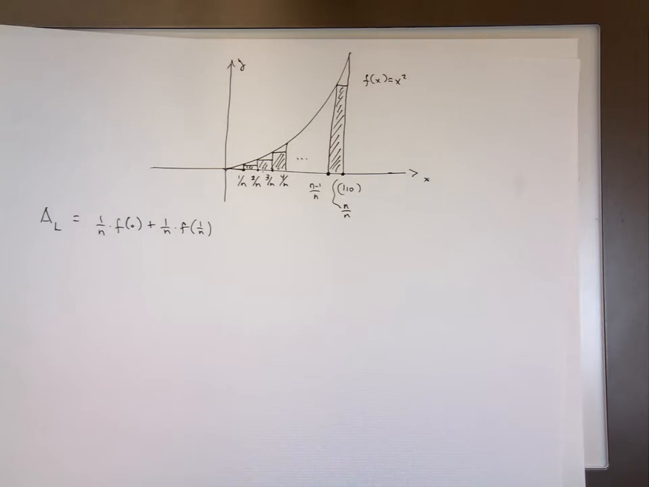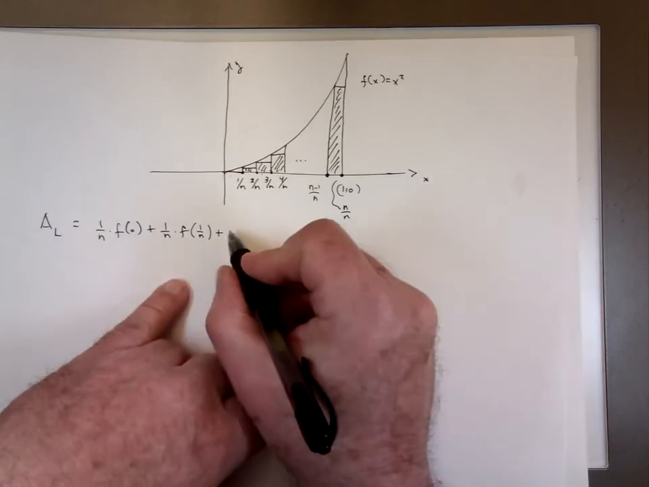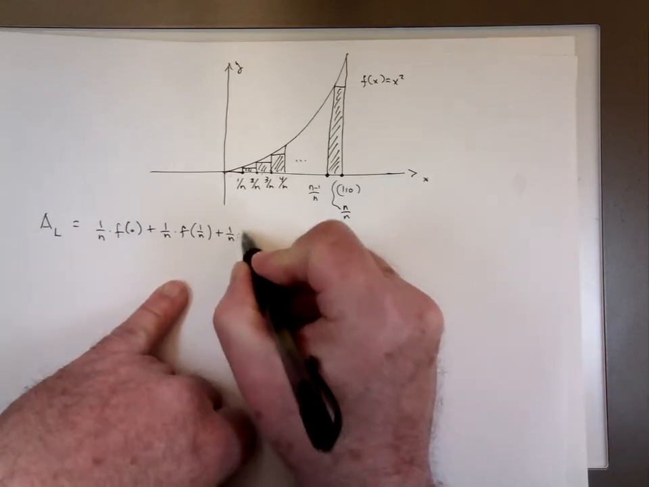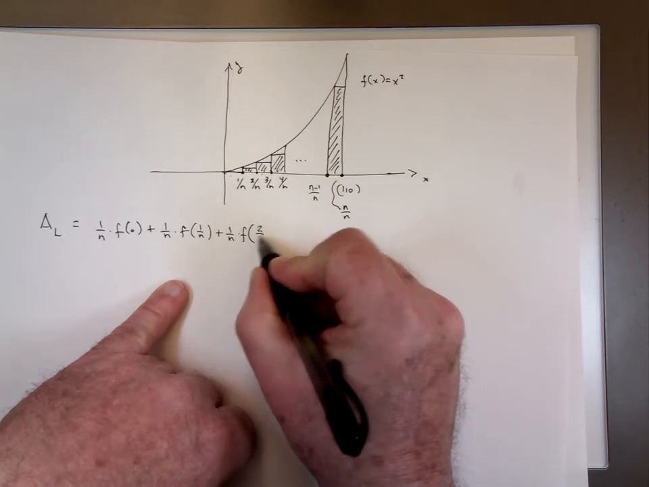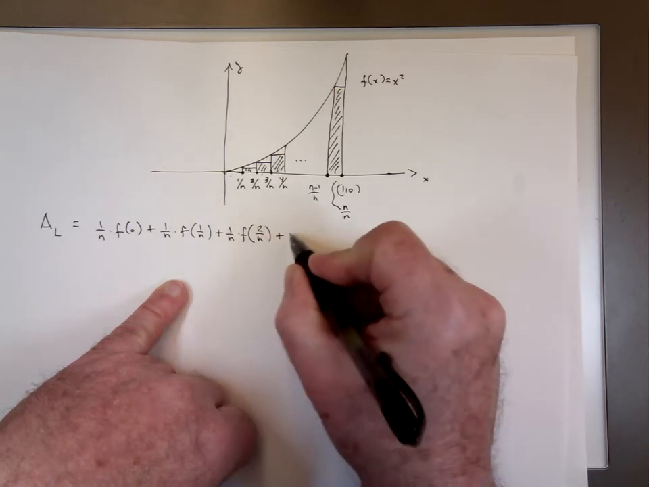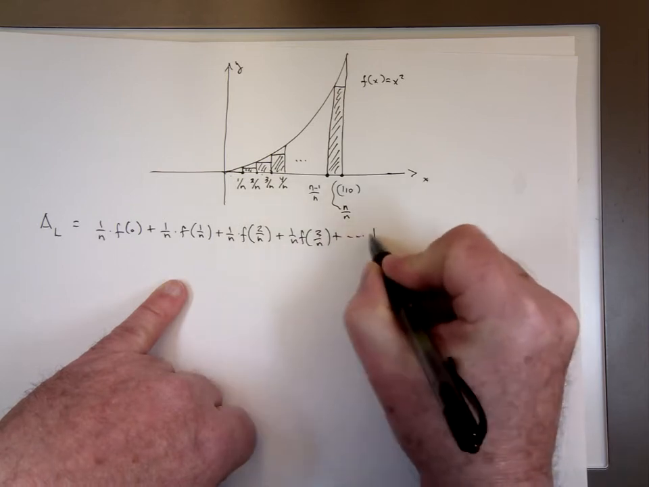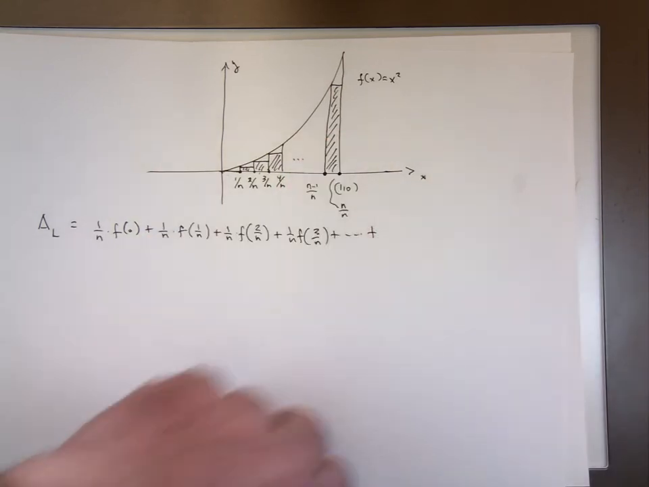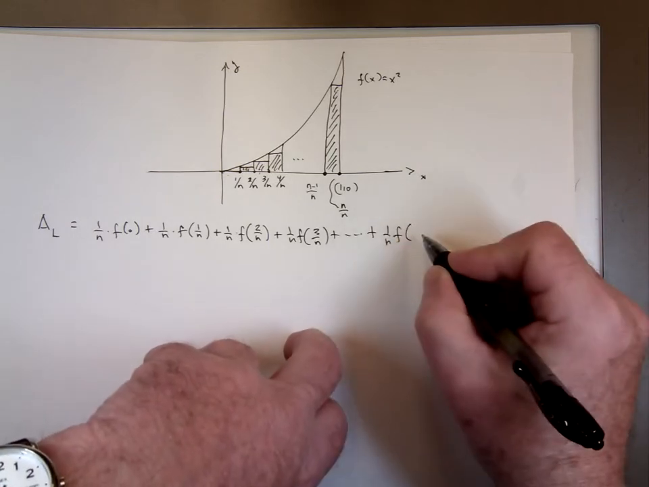Okay, f of 0. Plus, what's the second one? Each width is 1 over n. What's the height of the second one? That's this height right here. f of 1 over n. Okay. All right, next one. 1 over n times f of 2 over n. And one more. 1 over n, f of 3 over n. And what's this last one here? 1 over n times f of n minus 1 over n. Good deal.